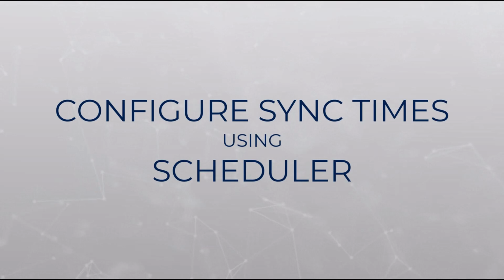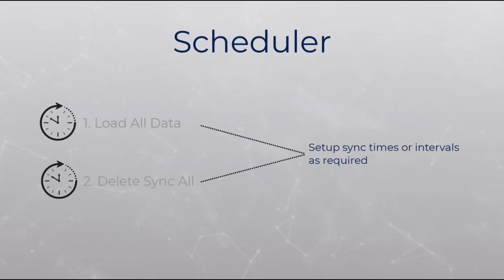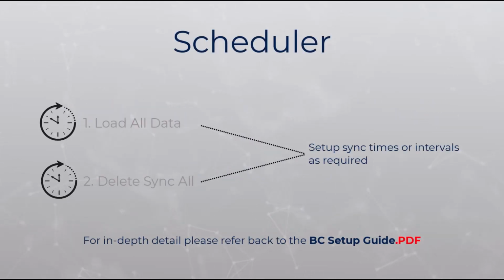It is now time to open Scheduler and set the synchronisation times to load and delete sync your data from Business Central to the reporting database. This is easy to do and is generally only required once after setup. There are two steps to finalise the BC implementation. First step is to synchronise times for loading all data.